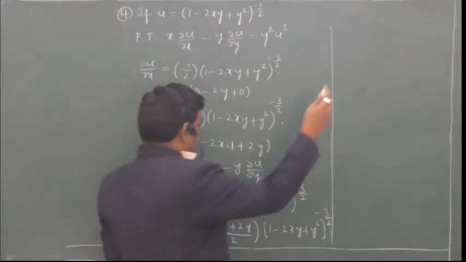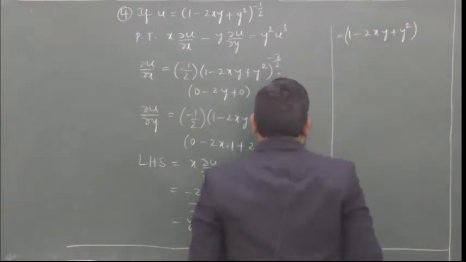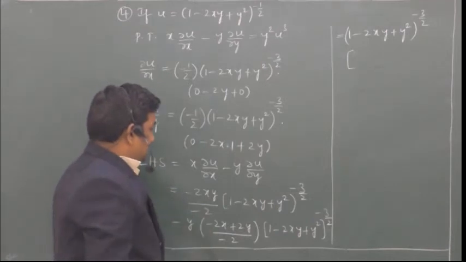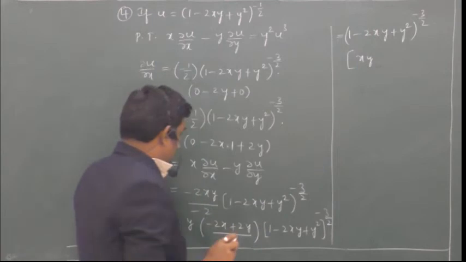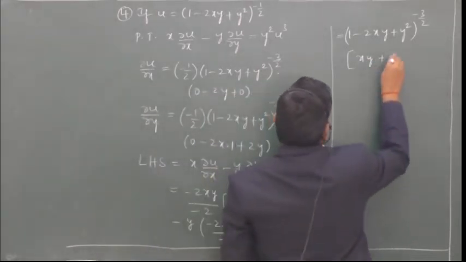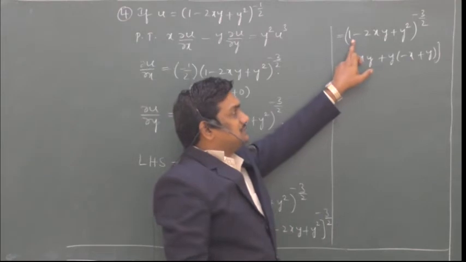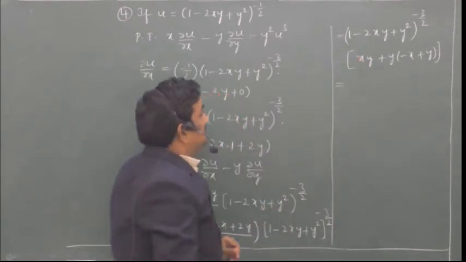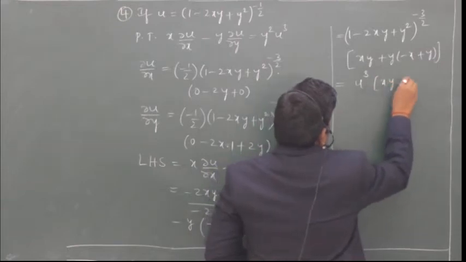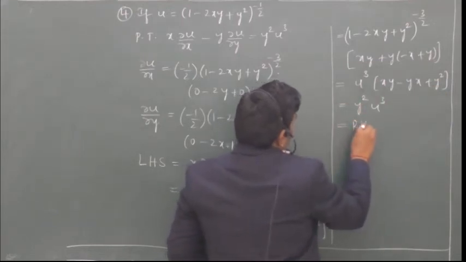Now let us simplify. You can take (1 minus 2xy plus y square) whole to the power minus 3 by 2 common. The remaining terms are xy, here it will be y into minus x plus y into minus x plus y. Now this is the same as (1 minus 2xy plus y square) whole power minus half, whole cube, that is the same as u cube. So it is u cube into (xy minus yx plus y square), and it will be y square into u cube, and this is the required right hand side.